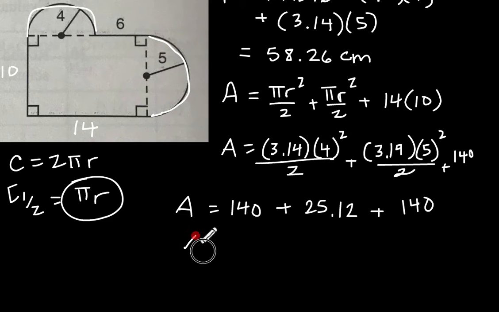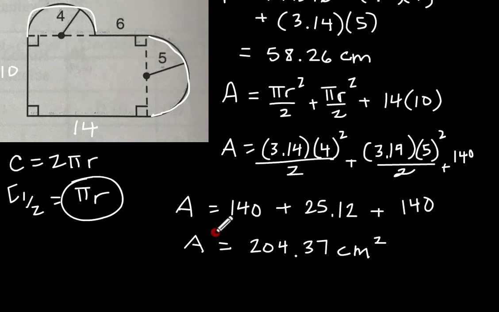All right, then you just add these all together, and you get 204.37 centimeters squared. Area is always squared because our formula is r squared. And it would be length times width, so you'd have centimeters times centimeters. So this is going to be your area.